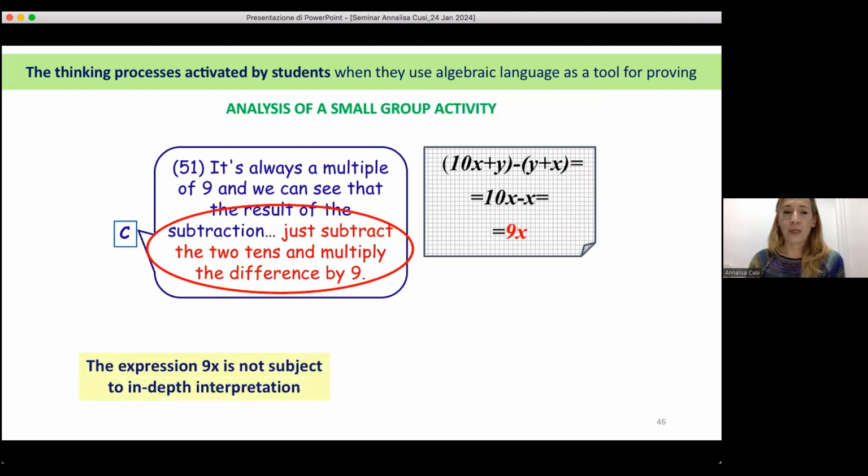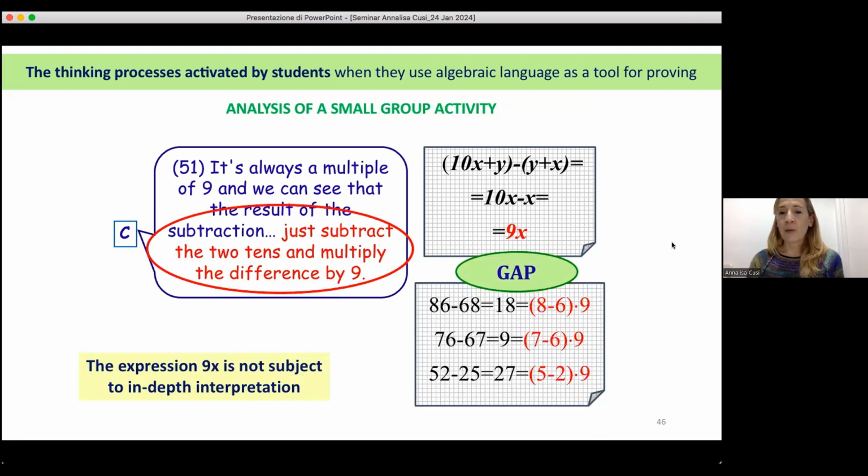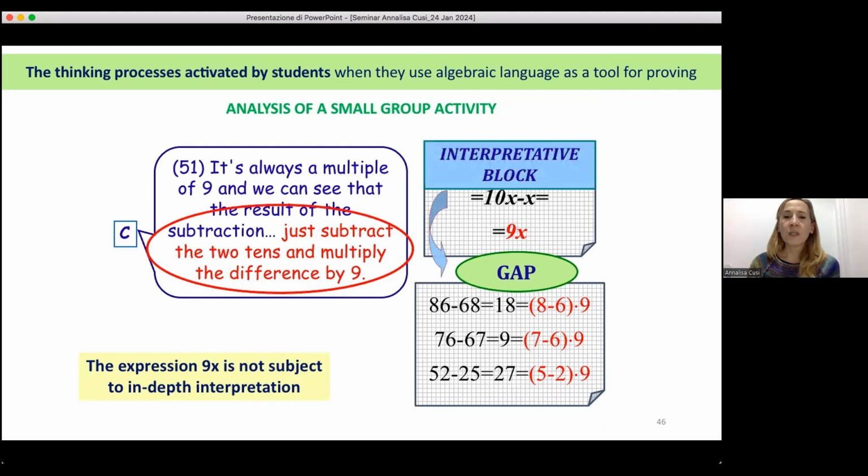But if we see 9x in the examples, the number multiplied by 9 in the numerical example is the difference between the digits, or the 2 tens of the numbers that are subtracted. So this sentence is correctly related to the numerical examples, but not to the algebraic expression. Here we can highlight an interpretative block related to this gap between the interpretation of the numerical example and the interpretation of the algebraic expression that was produced during the group work.